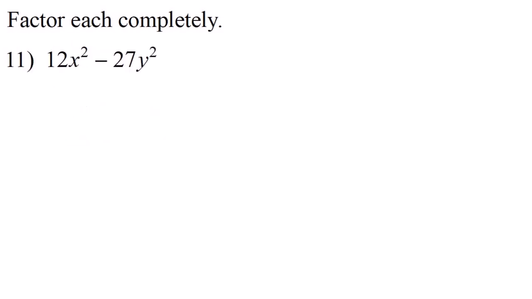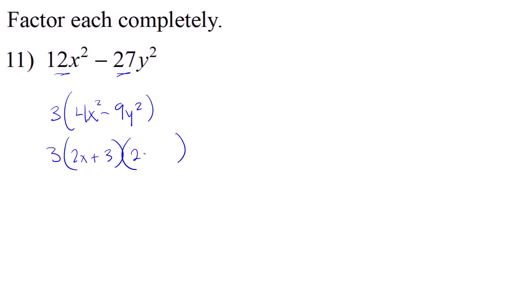All right, and then sometimes you will have a difference of 2 squares. Here, factor out the GCF, so that would be 3. So I'll get 4x squared minus 9y squared. And then that can be factored as a difference of 2 squares, right? 2x plus 3y, 2x minus 3y, because those are the square roots. Square root of 4 is 2. Square root of 9 is 3.